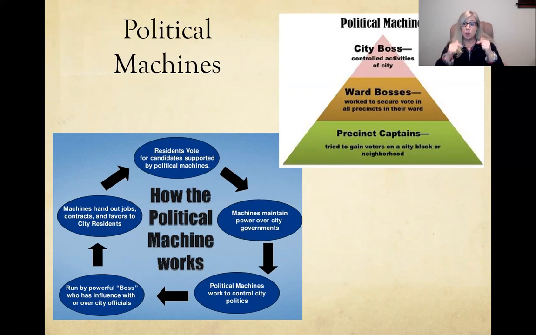And under them, within each neighborhood, will be a precinct captain. If we think about this in terms of a school, okay? The party boss would be Dr. Ritchie. Then the ward bosses are going to be the assistant principals, because there's an assistant principal that's in charge of multiple departments. And then below that, you would have precinct captains, which might be like your department chairs. So in social studies, I'm the social studies department chair.